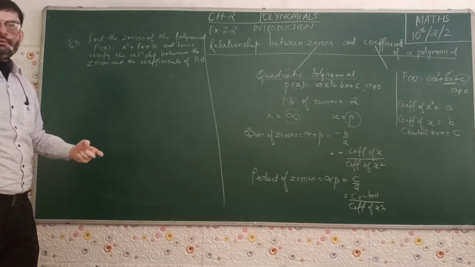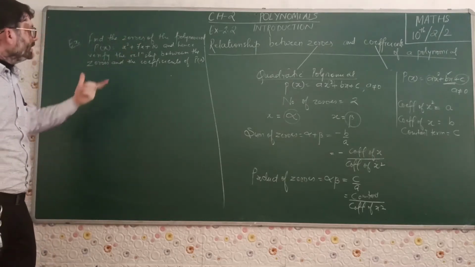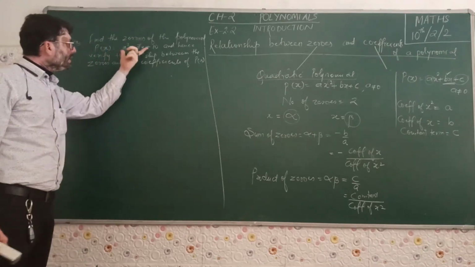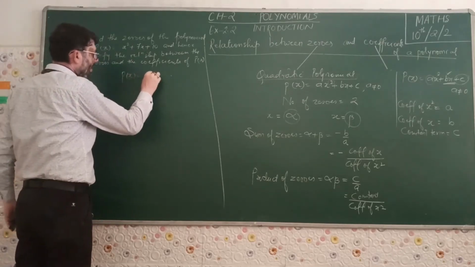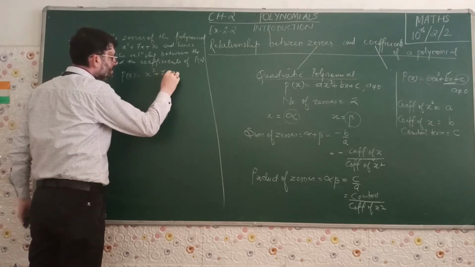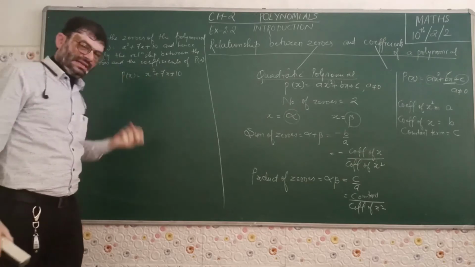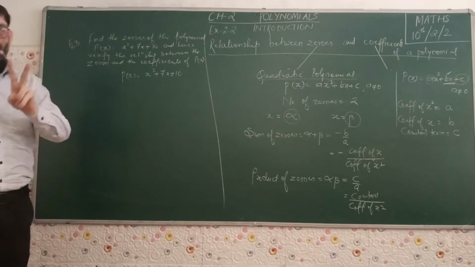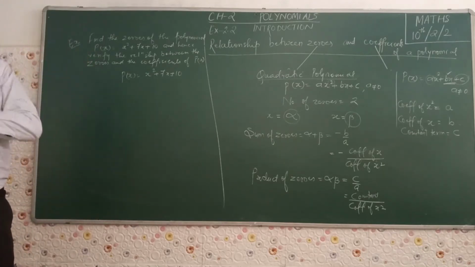Now we are given a polynomial. The very first thing that we will have to do is find the zeros of the polynomial. First we will get the two values for the quadratic polynomial that is given to us: p of x is equal to x square plus 7x plus 10. The highest degree is 2, that means there are 2 zeros. That means x can take 2 values for which the polynomial becomes zero. Then what are the 2 values of x? First we will have to find them.